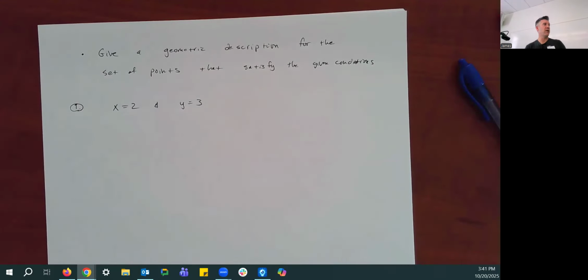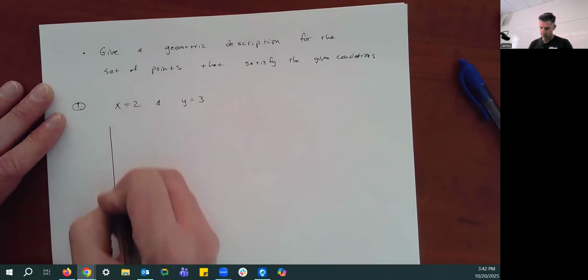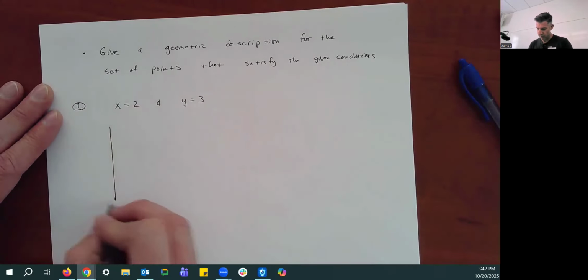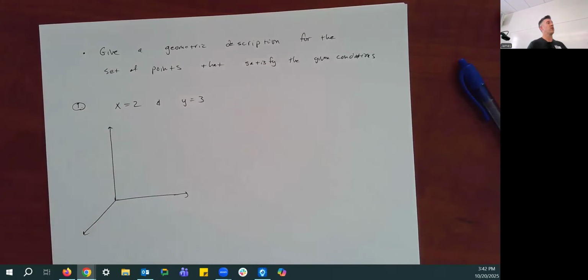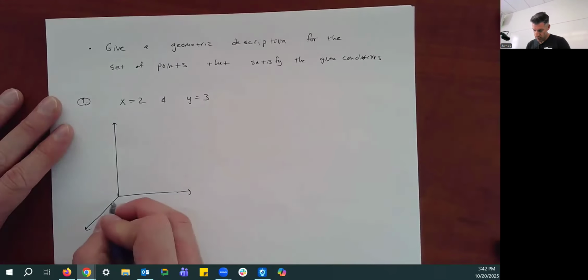We don't have a lot of freedom here. In fact, we have 1 degree of freedom because z can be anything, but x has to be 2 and y has to be 3. If we draw that, what's happening here is we're going to have all the points where those two surfaces intersect.